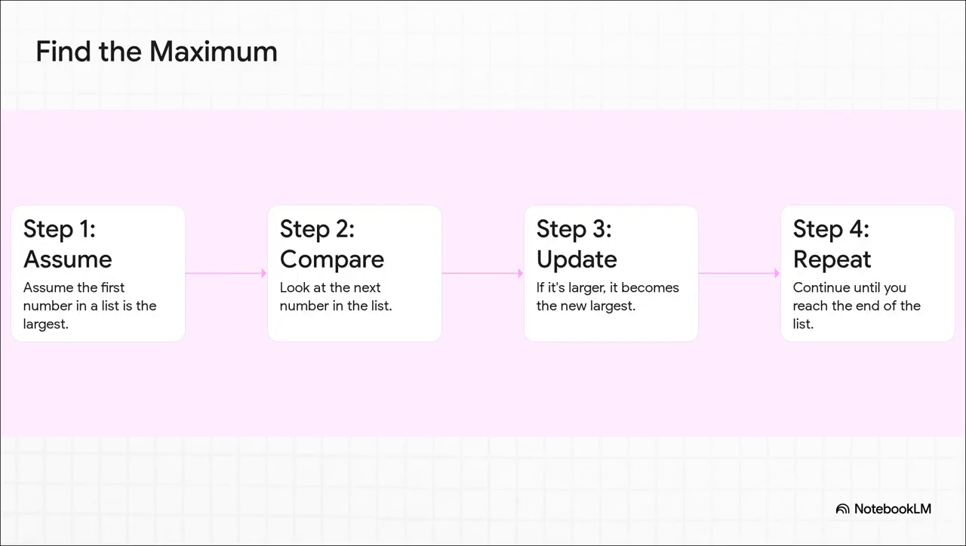Let's make this super real for a second. Imagine you've got a list of numbers and you need to find the biggest one. The algorithm is actually pretty simple. First, you just assume the very first number is the largest one. Okay? Then you look at the next number. Is it bigger? If it is, boom, it becomes your new champion. And you just keep repeating that process until you've checked every single number on the list. That simple logical process, that is an algorithm.